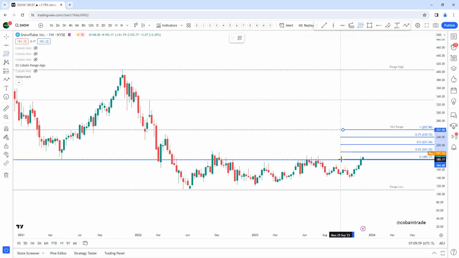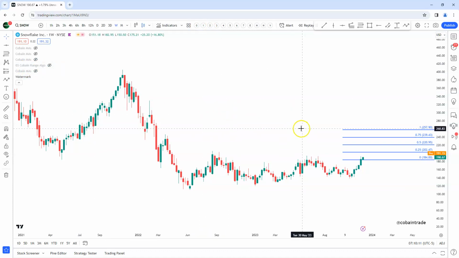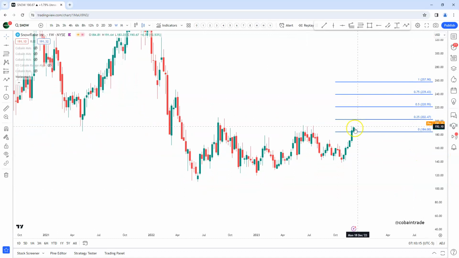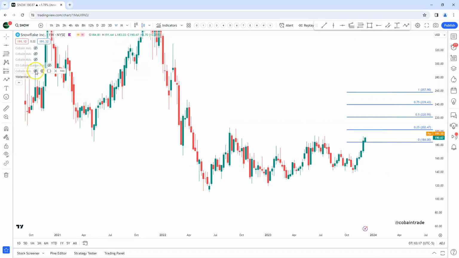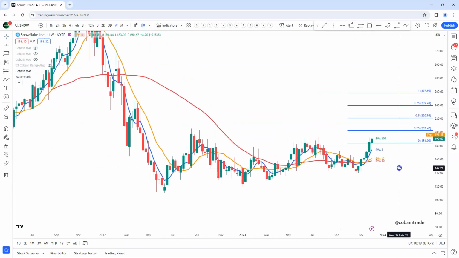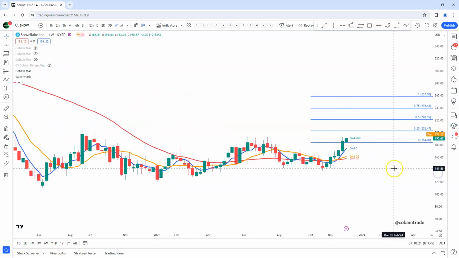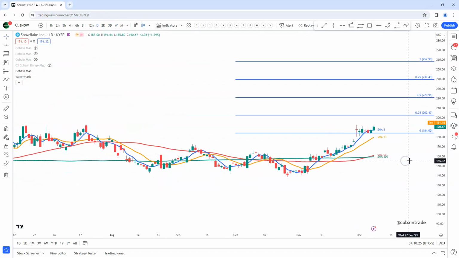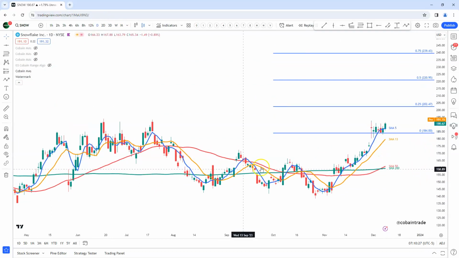We go top to bottom, for consistency. Let's get rid of this. Let's do that. What I'm interested in seeing while we are here is some confirmation on a daily basis.